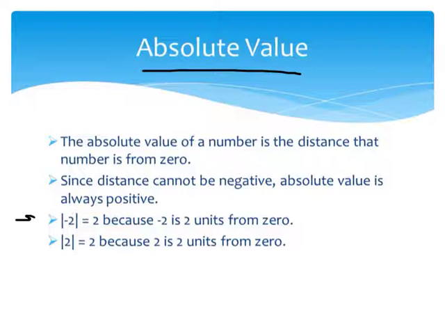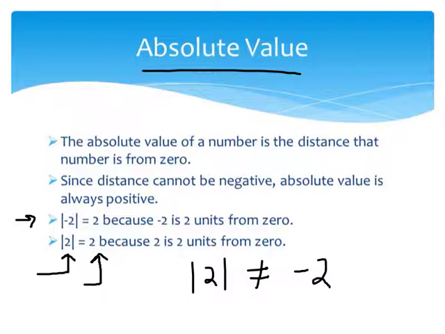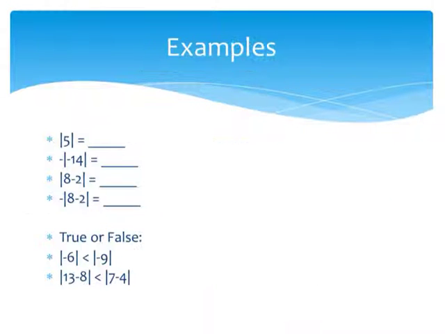So the example down here, the absolute value of negative 2 is 2, because negative 2 is 2 units from 0. But the absolute value of 2 is also 2, because 2 is also 2 units from 0. The absolute value of 2 does not equal negative 2. It does not mean opposite. It means distance.